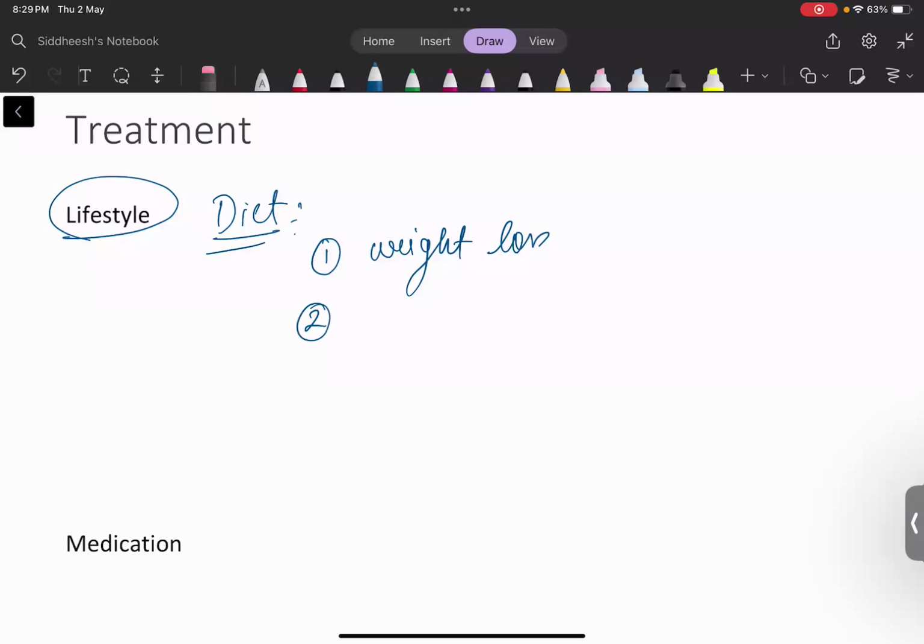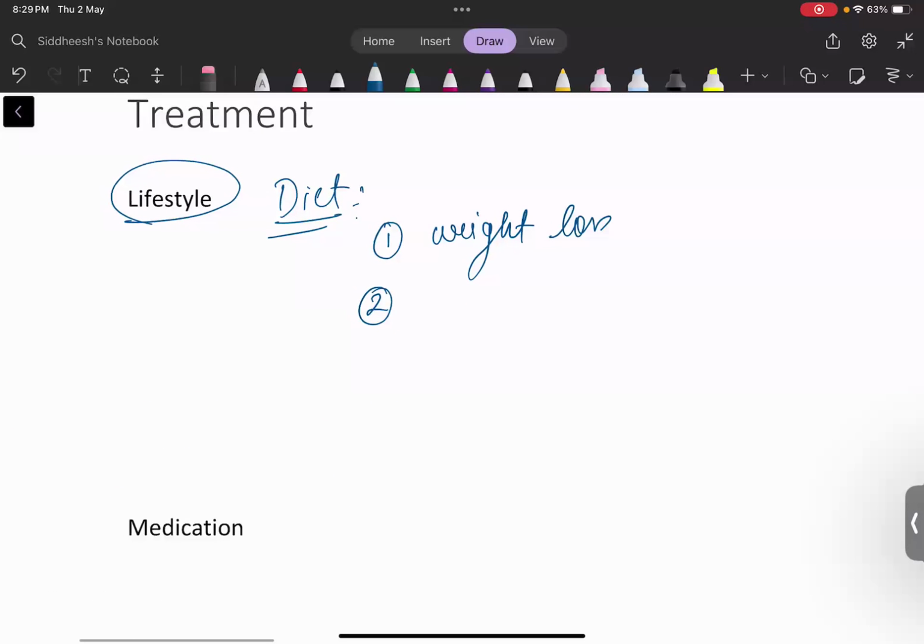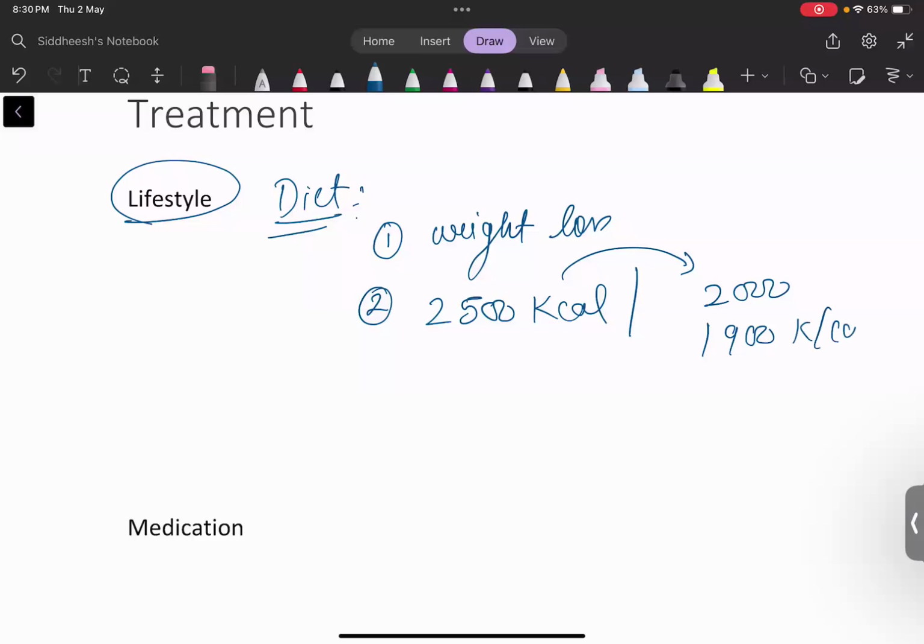Second, you have to restrict your calorie intake. Suppose daily you are taking around 2,500 kilocalories. You have to change it to 2,000 or 1,900 kilocalories. Fine. Yes, Gautam, that is what we are discussing now. So you have to reduce your weight. A high amount of cholesterol and triglycerides will cause fatty liver. If you recall what we were discussing at the start of our class, you have to decrease cholesterol. Yes. This part is fine.